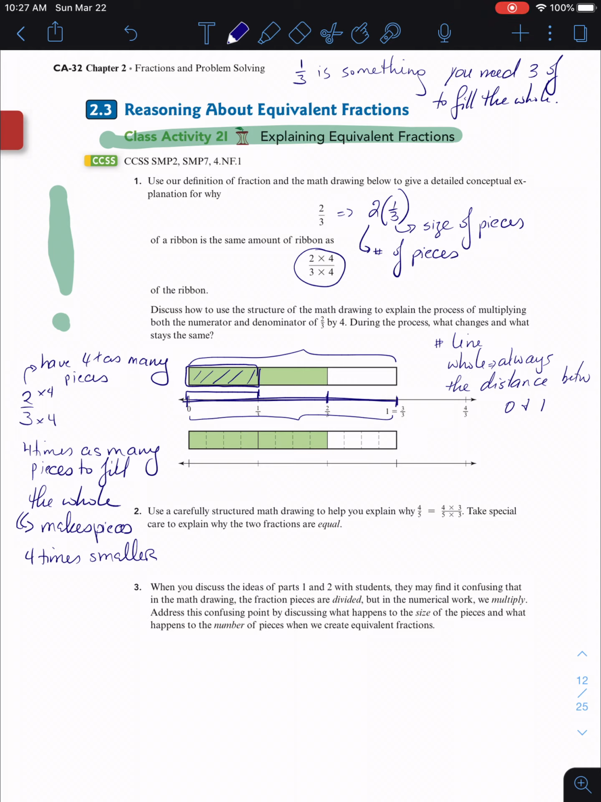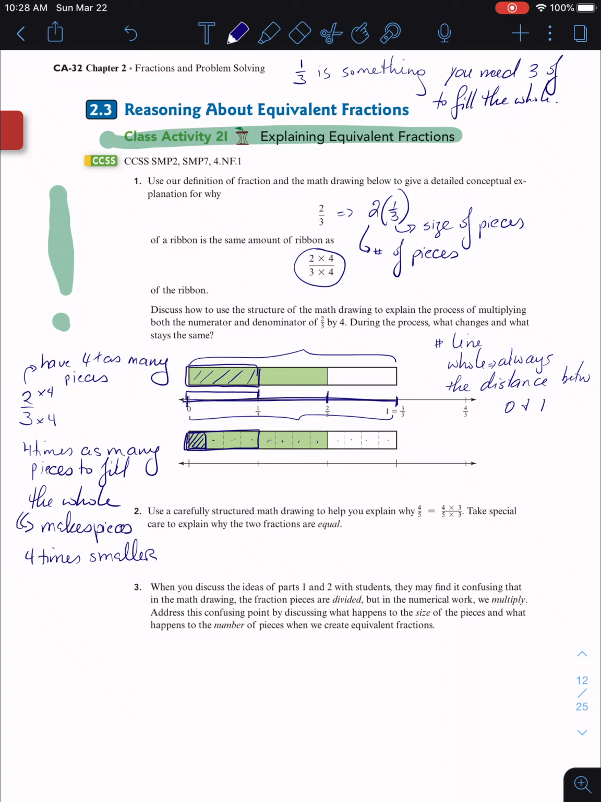So think about that. On the picture, instead of using the thirds, we now cut the thirds into 4 pieces. So we have 4 times as many of them as we need to fill the whole. So instead of thirds, we now have 12ths. So 1, 2, 3, 4, 5, 6, 7, 8, 9, 10, 11, 12. We need 12 of them to fill the whole. Now, how many of them do we need to fill our green space, which used to be 2/3? Now we have 1, 2, 3, 4, 5, 6, 7, 8 of them to fill the green space. So we also need 4 times as many of them to fill the green space.